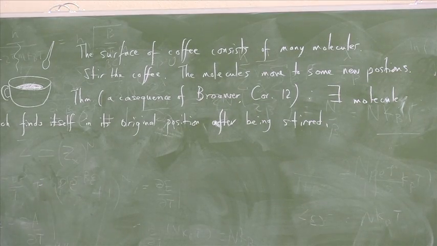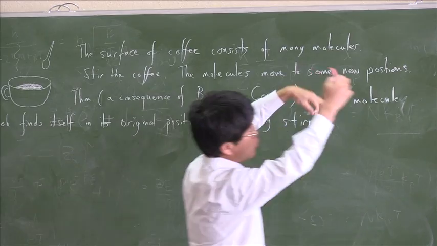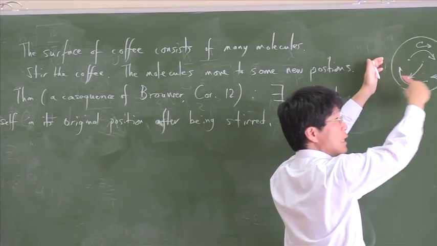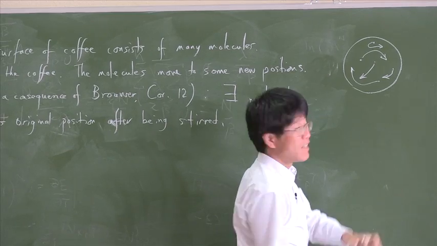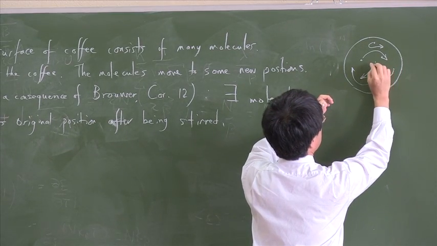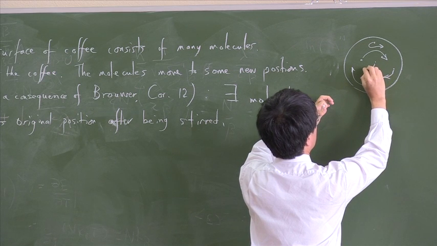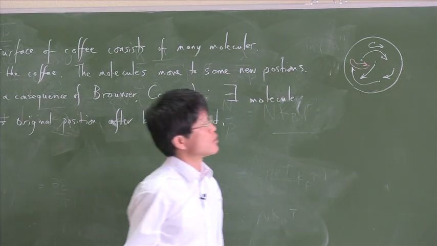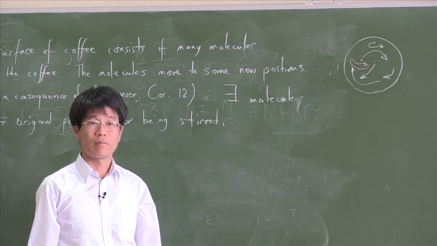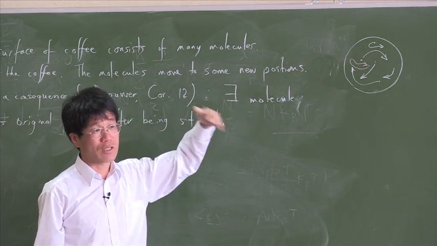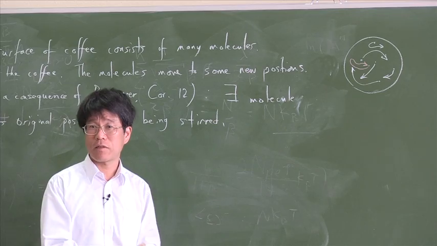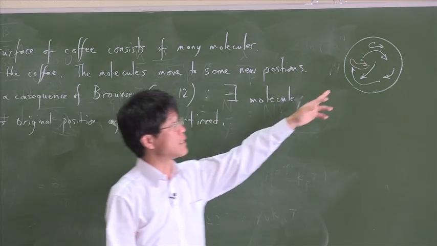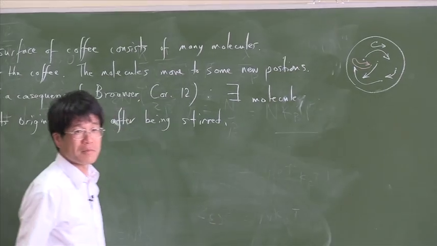That's because there must be, in this continuous mapping of the disk to itself, a molecule which comes back to its original position. Because it's a continuous map from the disk to itself, before and after, there is a fixed point, that means that it comes back.